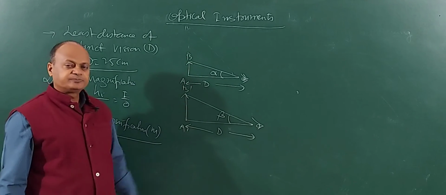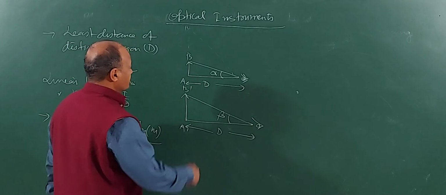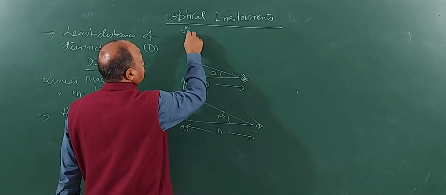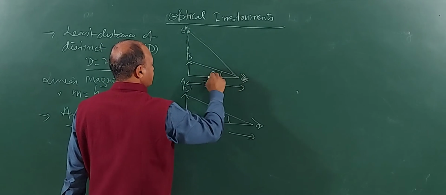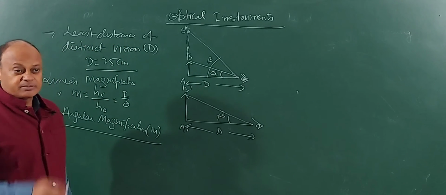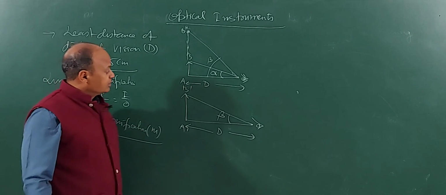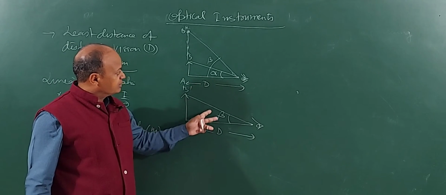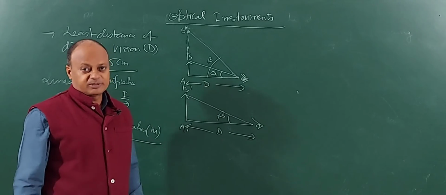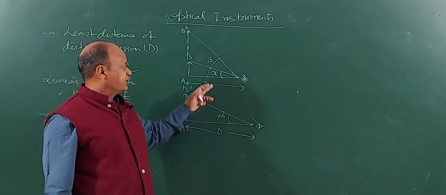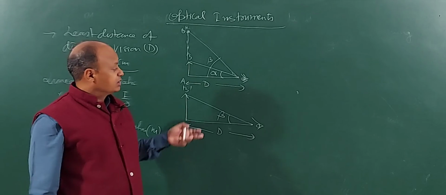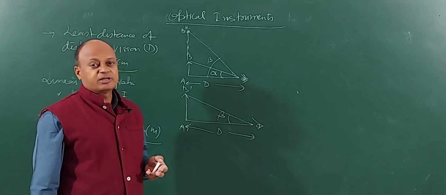The distance is the same. I can basically superimpose here also. This is B dash, and I can take this angle as beta. But remember, when I am saying beta, I am saying the image. I am using a lens. So if I divide the angle subtended by the image and the angle subtended by the object, then this ratio beta by alpha is called angular magnification. So generally when I say magnification, I am talking about angular magnification.